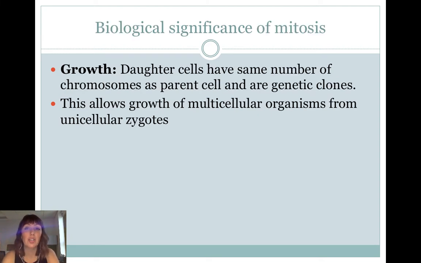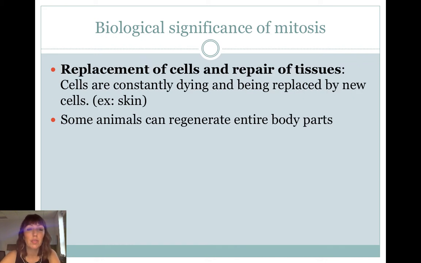Okay, the biological significance of mitosis. This is for growth. Daughter cells have the same number of chromosomes as parent cells and are genetic clones. This allows for growth of multicellular organisms from unicellular zygotes. It's also for replacement of cells and repair of tissues. Cells are constantly dying and being replaced by new cells. And some animals, like some lizards, can regenerate entire body parts through the process of mitosis.